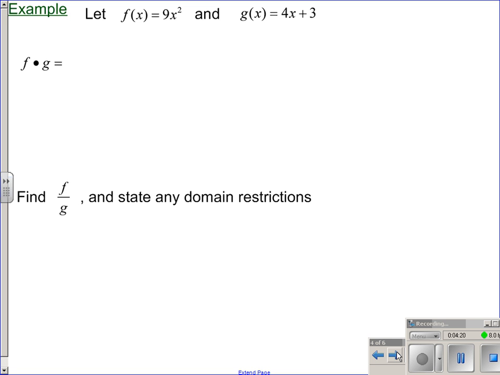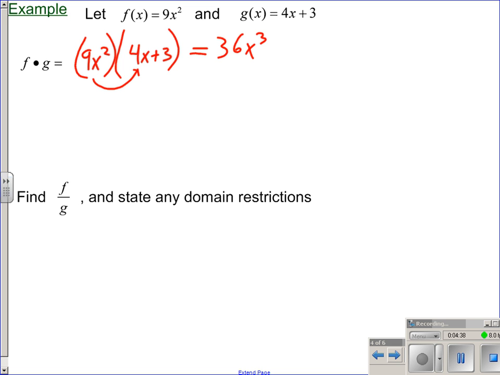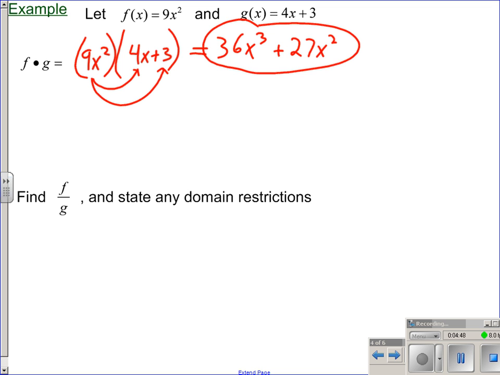All right, multiplication, same kind of setup. We got function f, 9x squared. We are multiplying it by function g, which is 4x plus 3. And so this is basically just the distributive property. You got 9x squared times 4x, 36x cubed. Then you got the 9x squared times 3. We're adding there. That's going to be 27x squared. They're not like terms, so done.